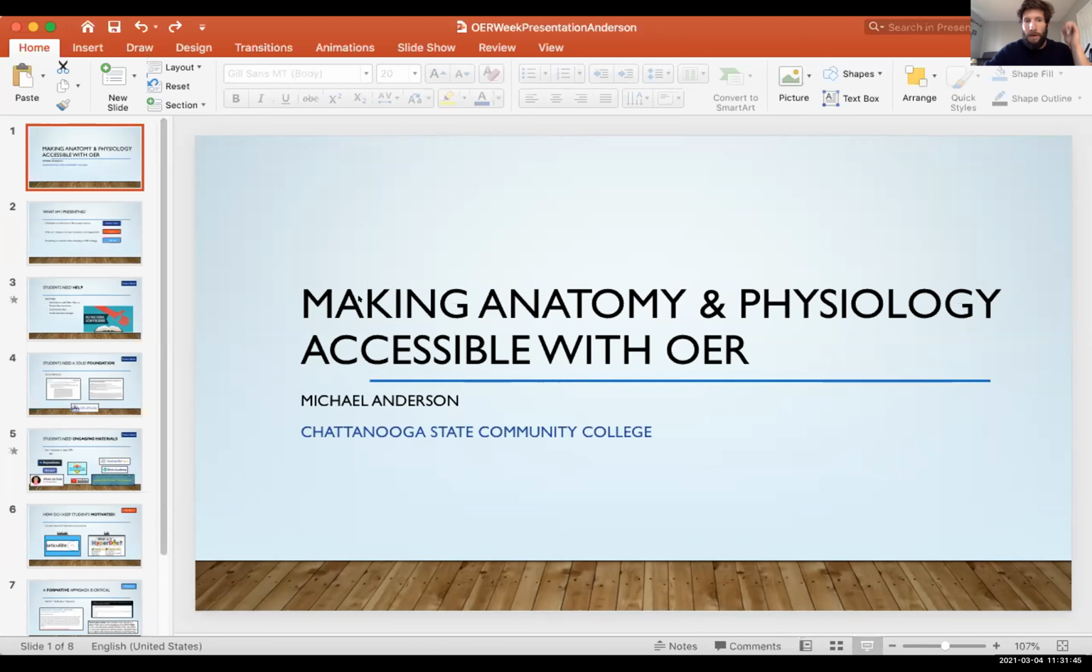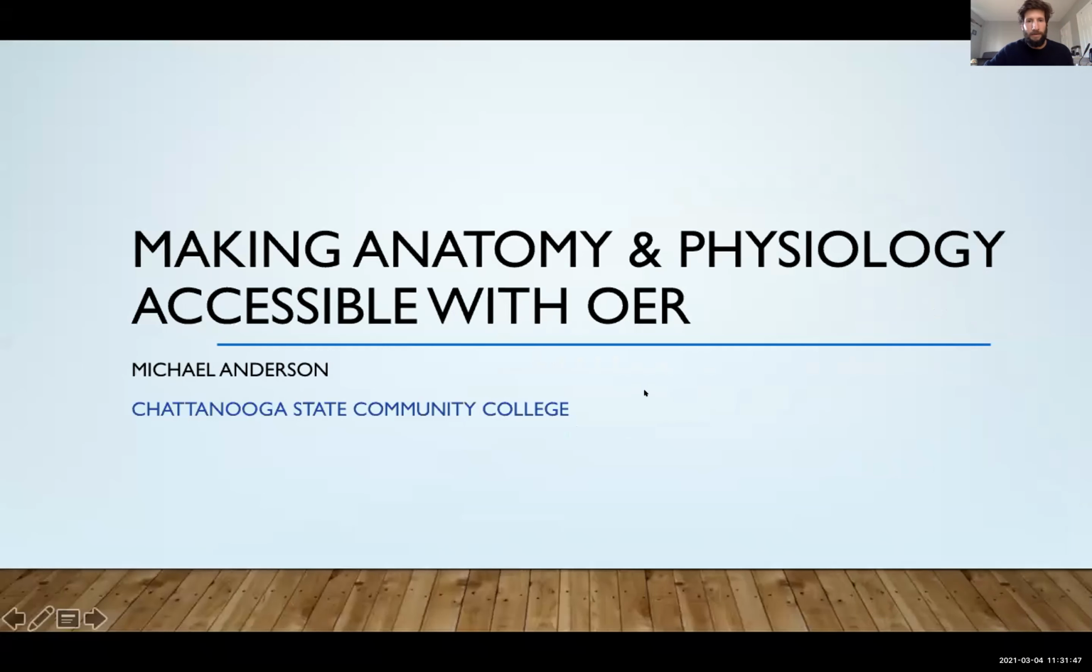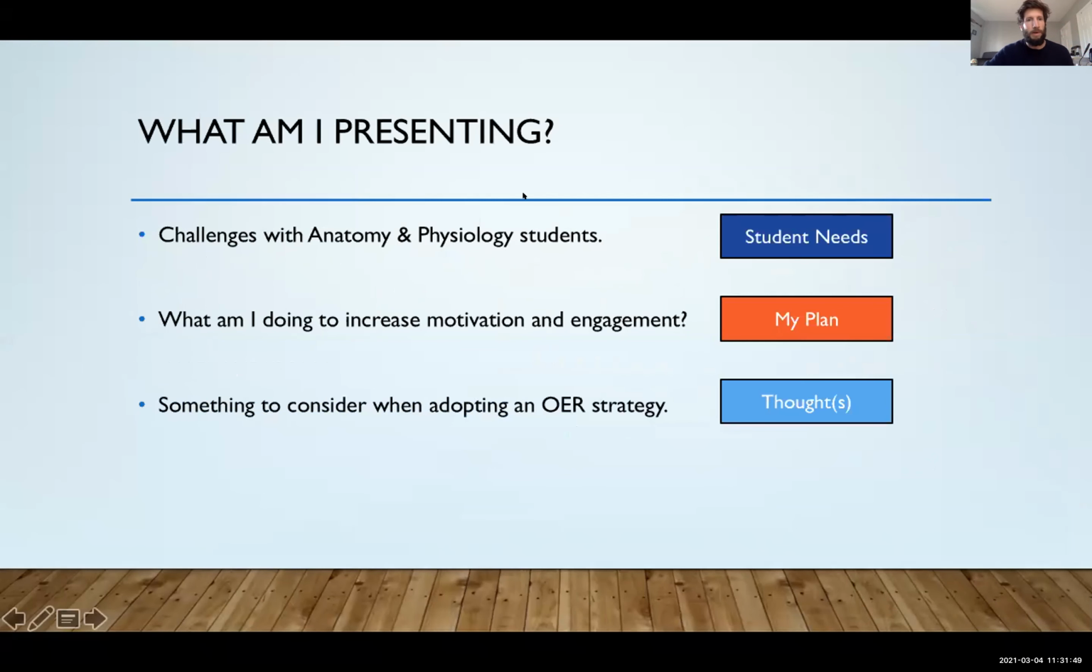And I'm going to talk about 3 different things today, and as quick as possible. The first is going to be the student needs and challenges, like I mentioned, with A&P students. And then my plan and what I'm doing, and something to consider when adopting an OER strategy for a science course or any course in general.